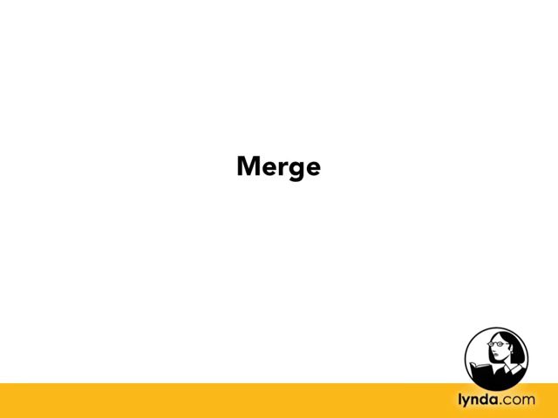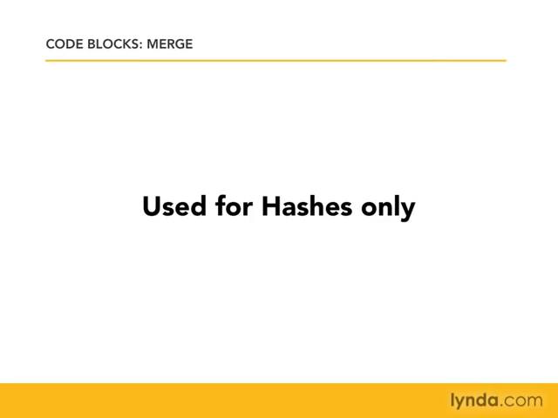In this movie, we're going to take a look at another Ruby method that's going to make good use of code blocks, and that's merge. And merge is going to be used for merging hashes together. And it's for hashes only. This is not for arrays or for ranges or strings or anything else. This is just a method that we're going to use with hashes.